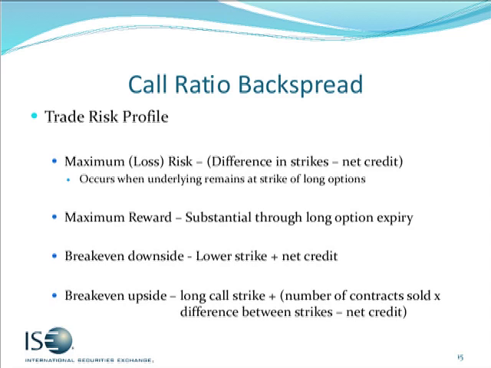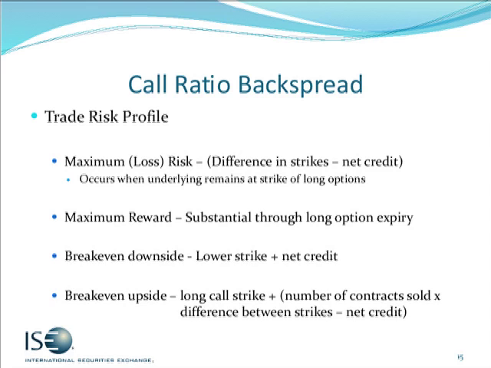Moving right along. Risk profile on our trade. Our maximum risk or loss is the difference in the strikes minus the net credit. This is going to occur at the underlying strike of those long options. When we do the numbers, you'll see this work out. The maximum reward is potential through the long option expiration.